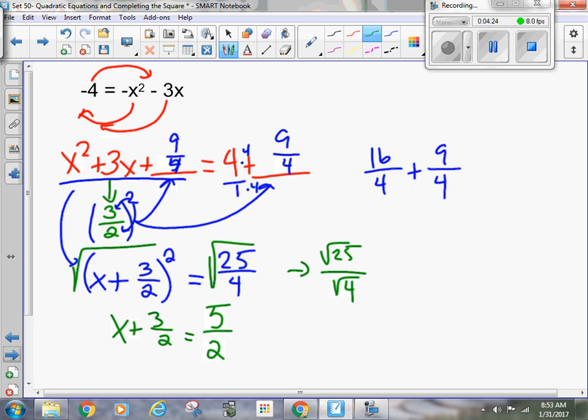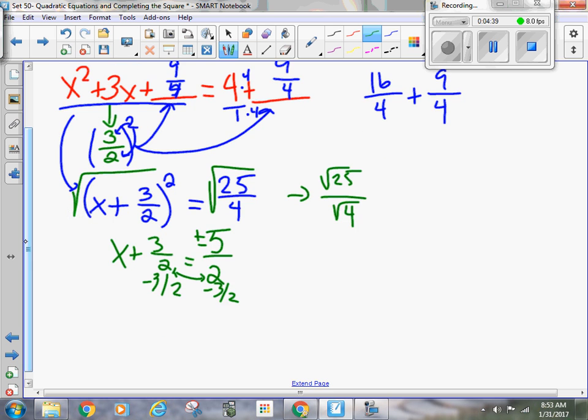And if you have fractions, once you get to this step, your denominators should be the same. If they don't, you have an error somewhere and you want to go back in and check on that. All right, remember that's a plus minus. Okay, so we're going to subtract 3 over 2 from both sides. All right, so we have x equals negative 3 over 2 plus or minus 5 over 2.